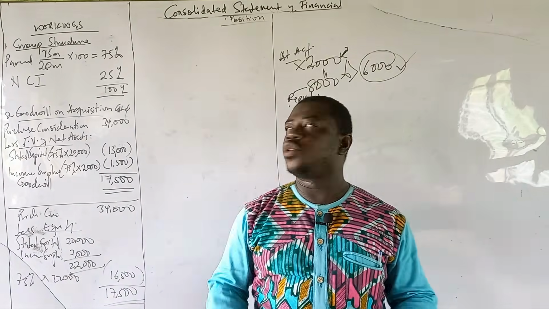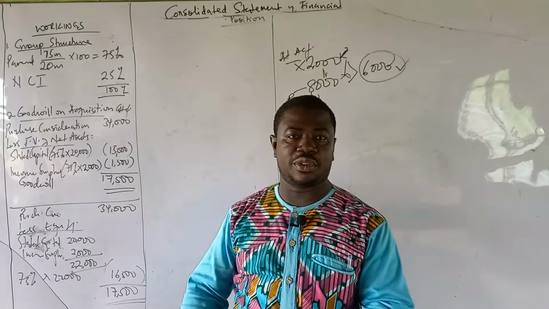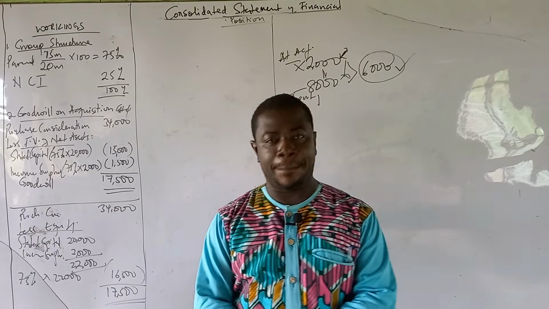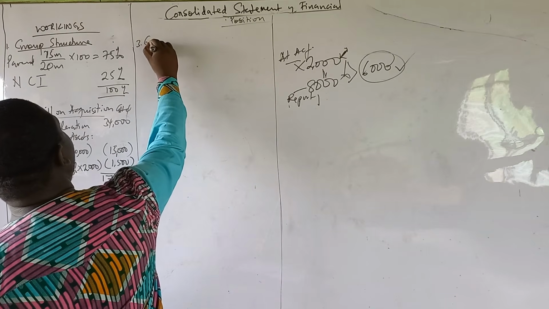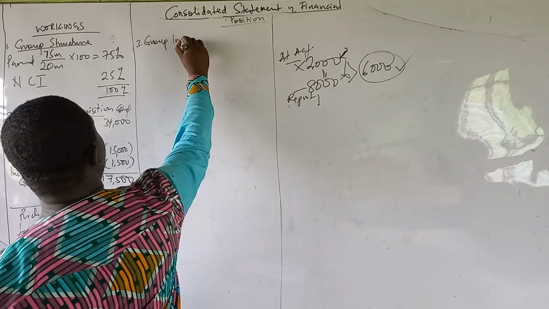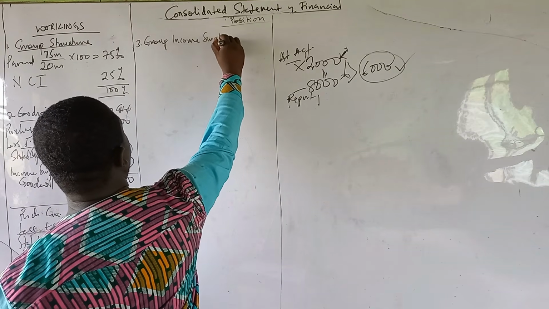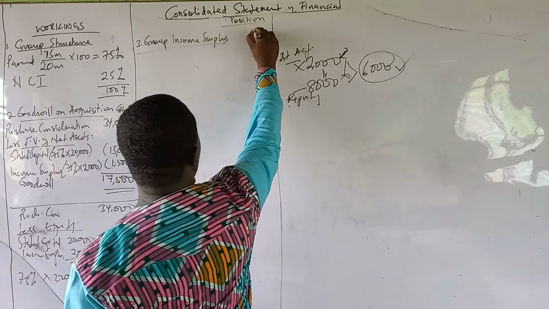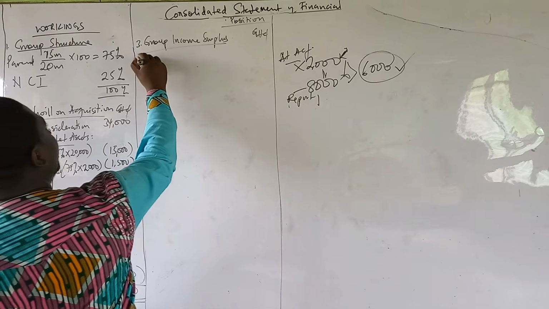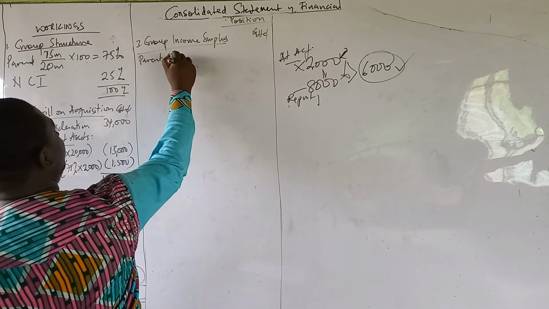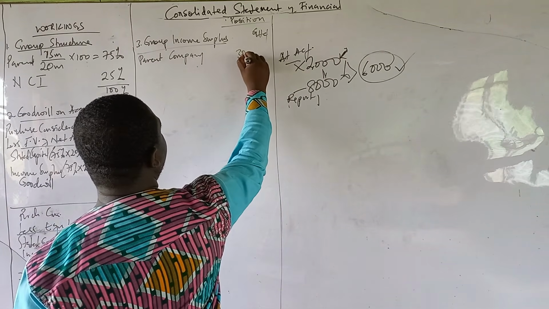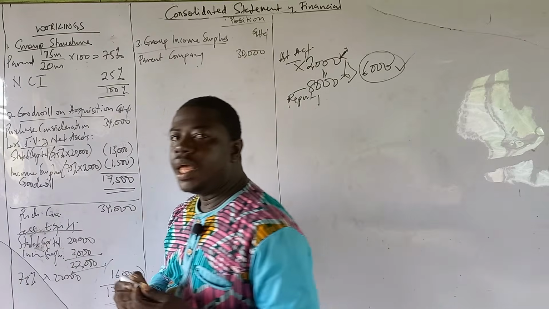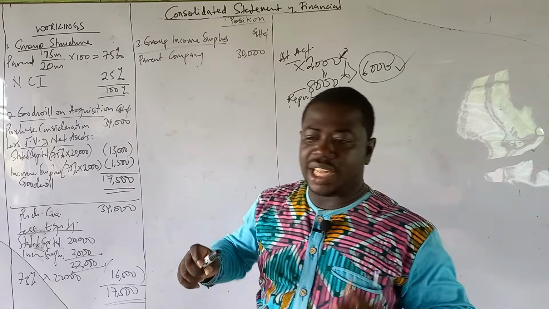Okay. So after we are done with the first two out of the big four, we have two more big boys to deal with. The third one is the group income surplus or the consolidated retained earnings. Now this time, we all know that it will always be that of the parent company. As for the parent company, 100%, 30,000 comes, plus their share in the post-acquisition profit.